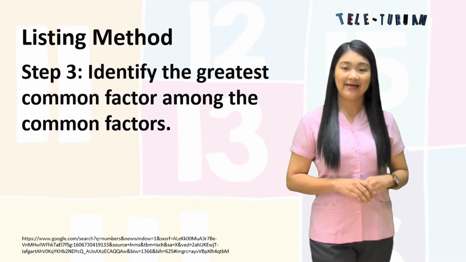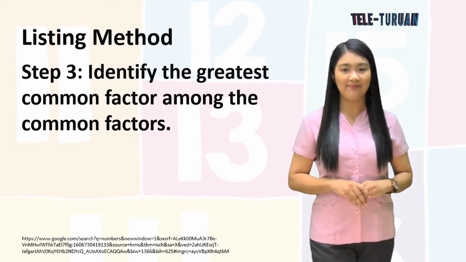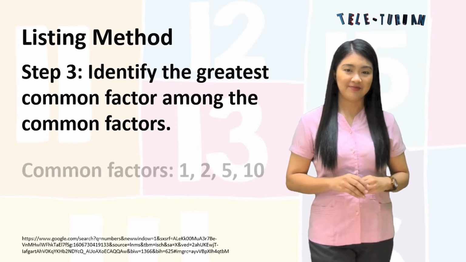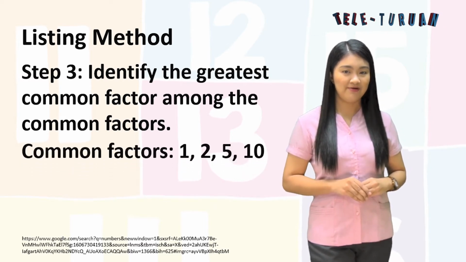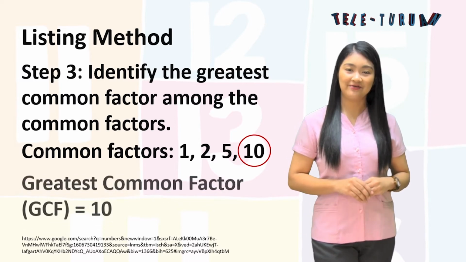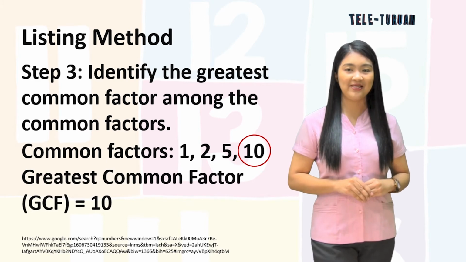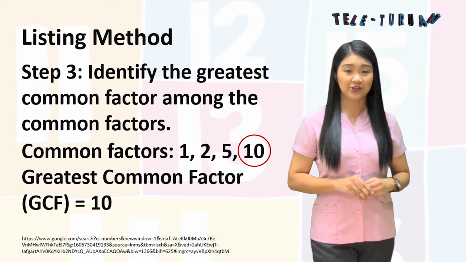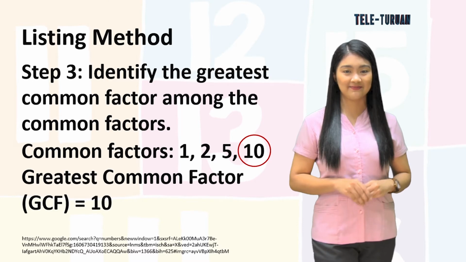Step 3. Identify the greatest common factor among the common factors. From the common factors 1, 2, 5, and 10, 10 has the greatest value. Therefore, the greatest common factor or GCF is equal to 10. The answer to the problem is 10 packs.